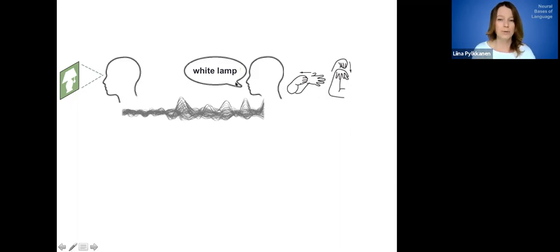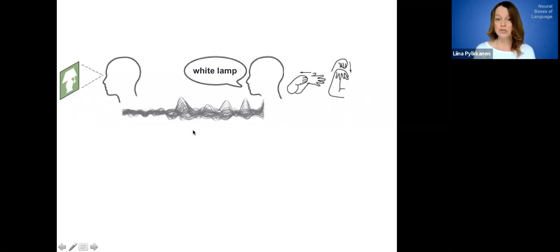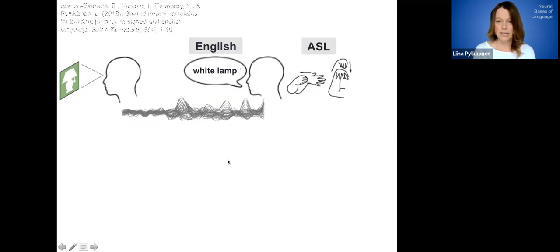So that's a nice opportunity to ask whether the computations that happen as you're planning this expression, many of them could be similar because it's really a relatively late stage decision when you're at the articulatory stage. So potentially we could find a lot of similarity until the processing routes diverge. And so that's English, that's American Sign Language, ASL.